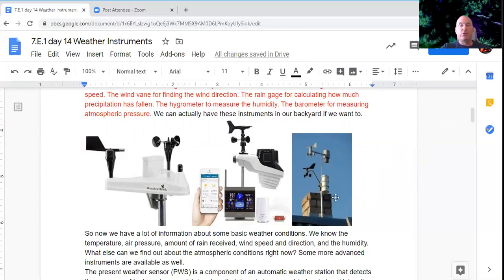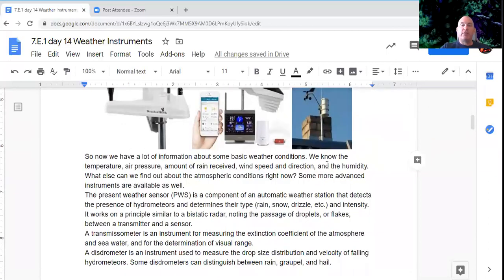But get up on your roof and up to where it's free to sense what's actually going on, and yeah, it does give you some information. So now we have a lot of information about our basic weather conditions. We know the temperature, the air pressure, the amount of rain received, wind speed, direction, humidity. What else can we find out about the atmospheric conditions right now?